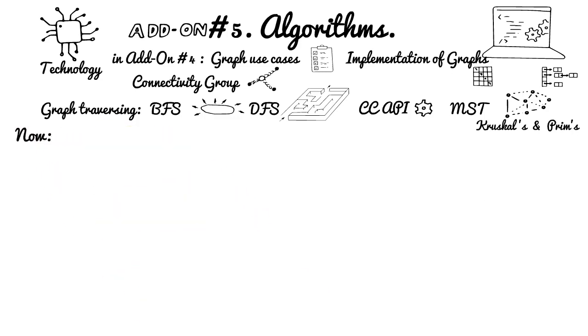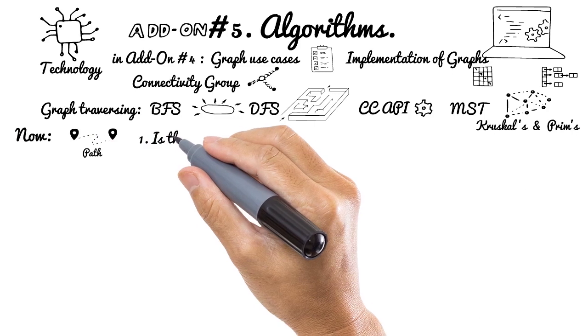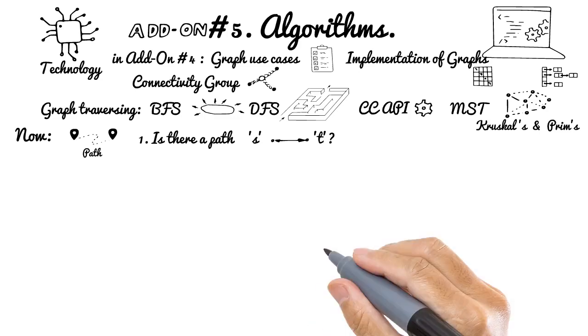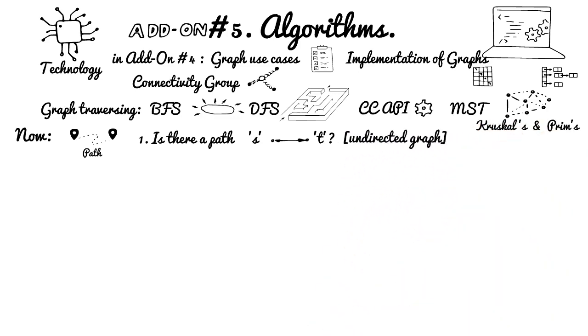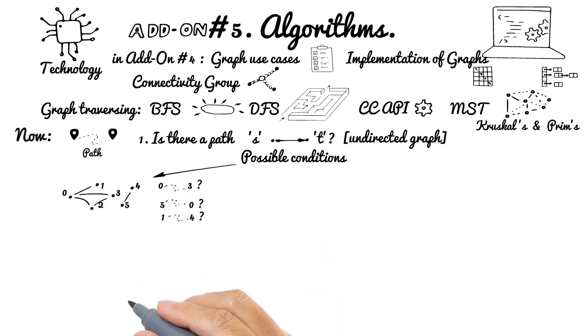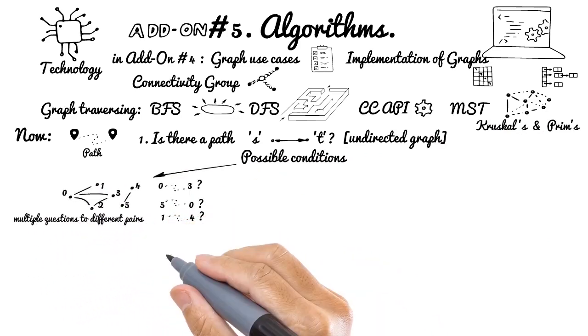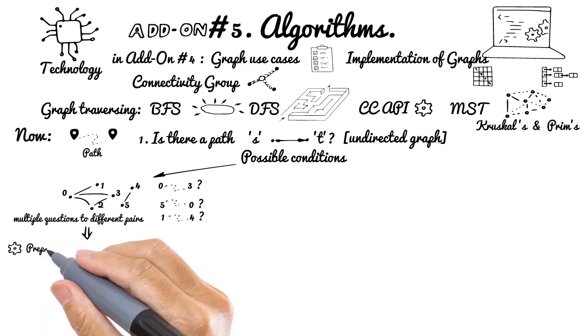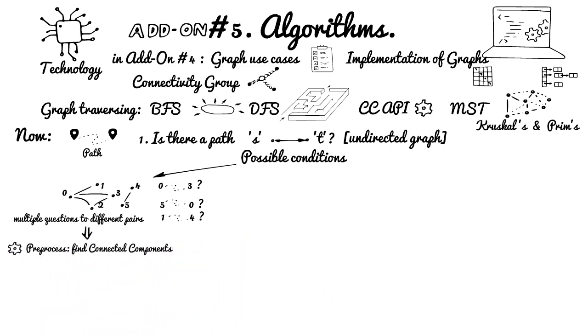Let's move to path use cases group. First use case: is there a path between S, source vertex, and T, target vertex? FYI, let's start with undirected graph. If you plan to ask such a question several times for different pairs of vertices, but for the same graph, then it probably makes sense to preprocess the graph and discover all connected components. We discussed it in the very previous add-on video.